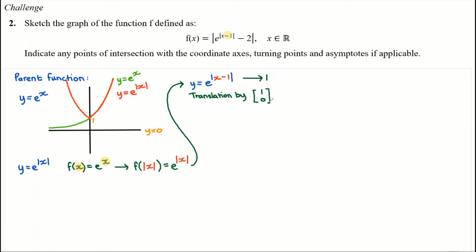Okay, so we can now sketch that. So I'll put that here. Okay, so we just moved my red graph 1 unit to the right. Now we've identified what's really going on here. So let's do that. So it's going to do something like this.